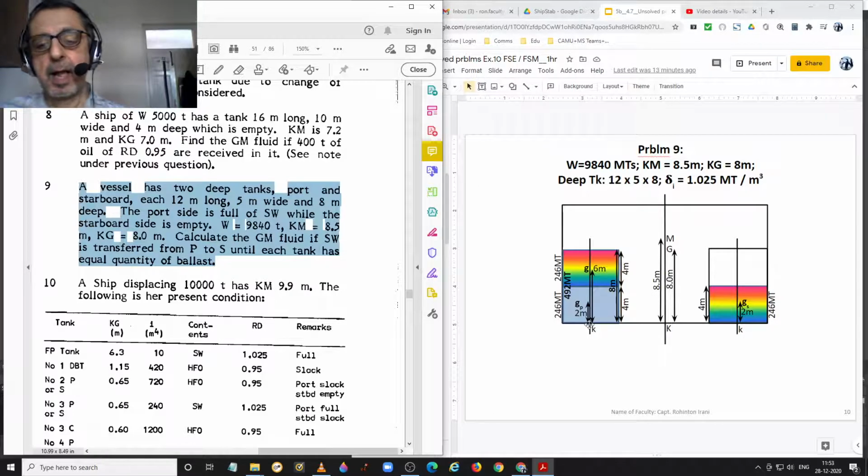So, I have drawn the picture given the data. We have two deep tanks on the port side and starboard side. The port tank is full. Its dimensions are 12 meters long, 5 meters wide and 8 meters deep. Now half this tank is transferred, the salt water ballast is transferred from port side to starboard side.